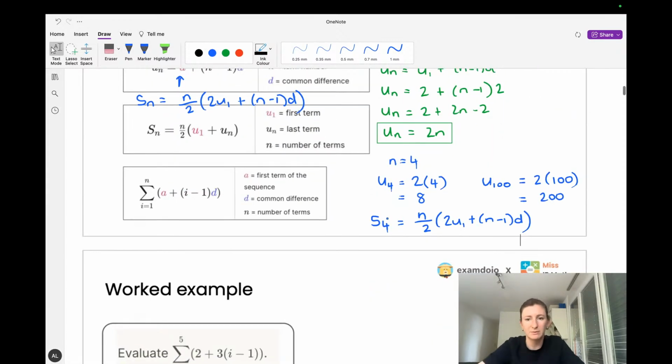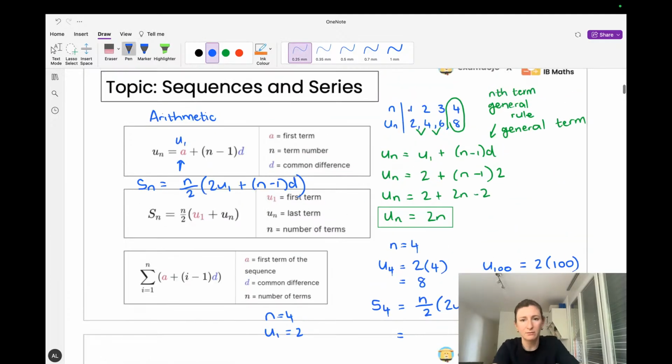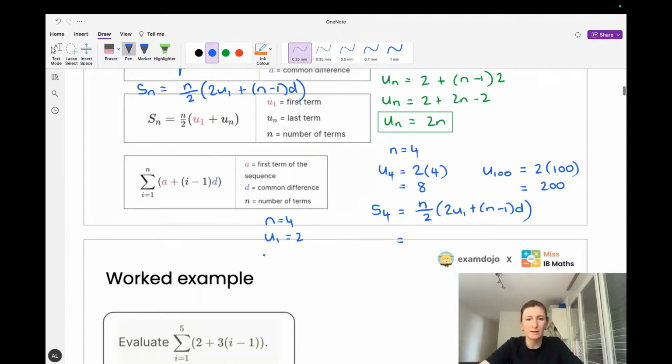There are many times when the formula is wrong. So we wanted n equals 4. You can write it on the side as well. n equals 4. What else do I need? u1 equals 2. We had that from before. d equals also 2. So it's quite helpful to write that out before each question, just so you know what you have and what you need to find.